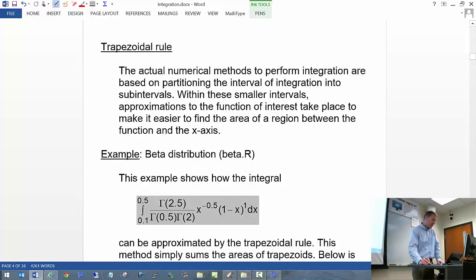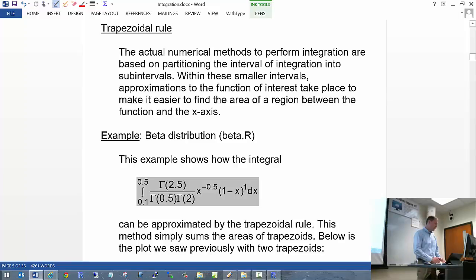Okay, so that's just an introduction to how to use the integrate function. But now let's talk about how this numerical integration is being done. To do this, we're going to talk about a simpler way to do numerical integration called the trapezoidal rule, and that's going to lead into more complicated ways to do integration using quadrature.